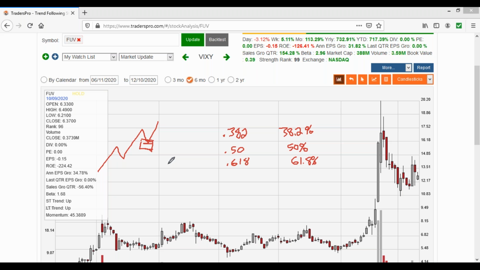Now, how is that going to be helpful to me? Well, as you're going to see, very often stocks will pull back exactly to that 50% area and then take off again, or exactly to that 618 area and take off again. Now, remember, I'm not looking for exactness, but it's freaky.